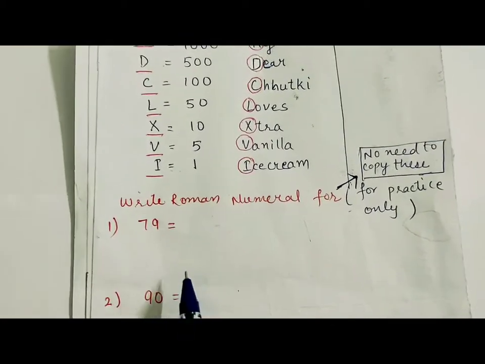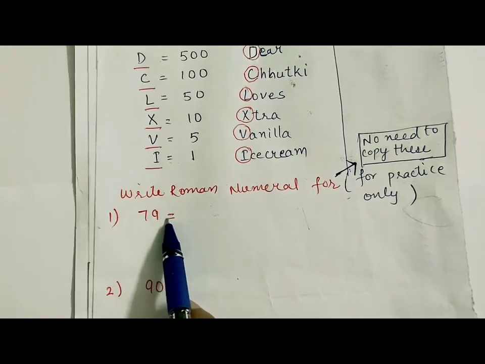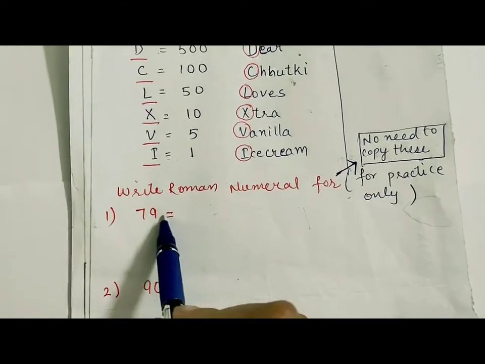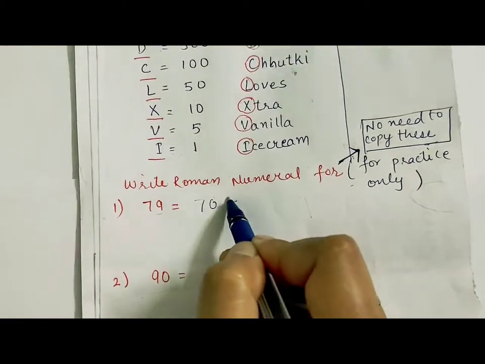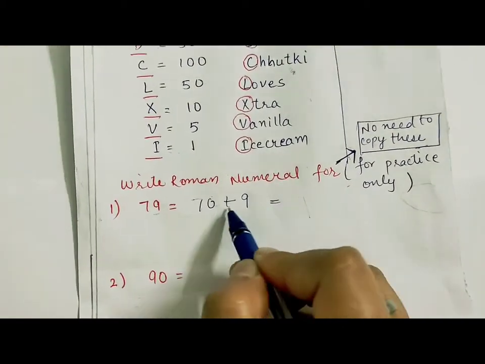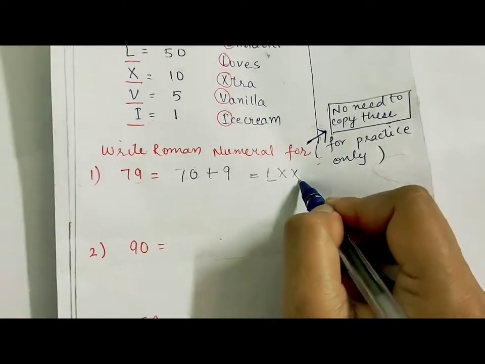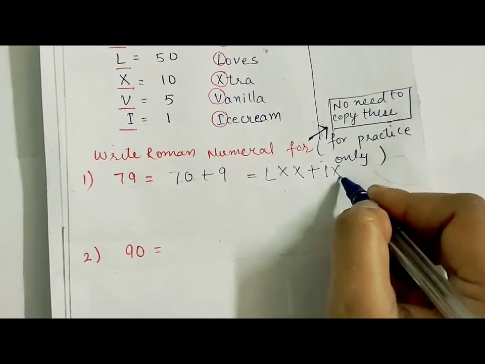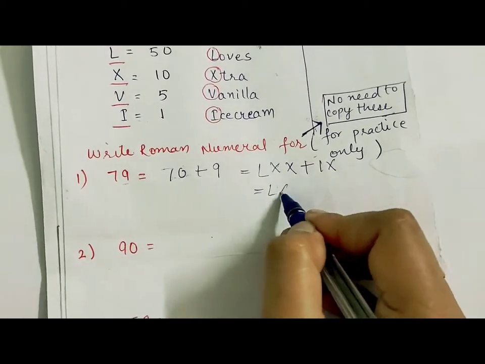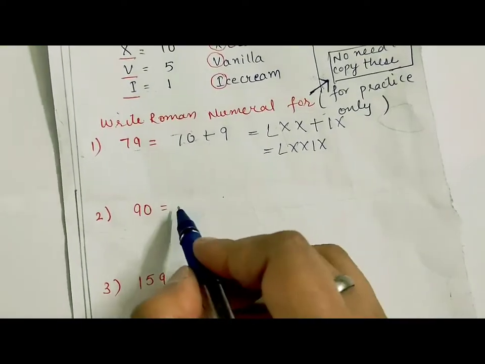Now let us learn how to convert a given Indian numeral into the Roman numeral. 79. So we can write 70 plus 9. And 70 is 50 plus 20, means L, X, X. And now 9 is always IX. So, in total it becomes LXXIX. So, this is the way.